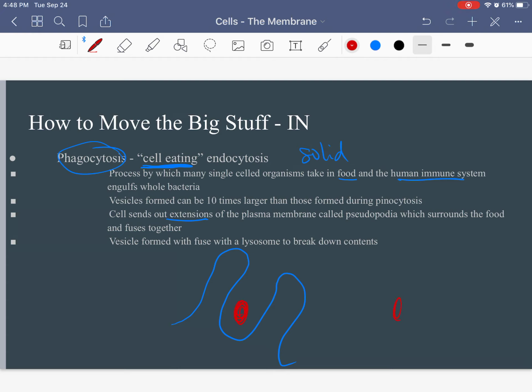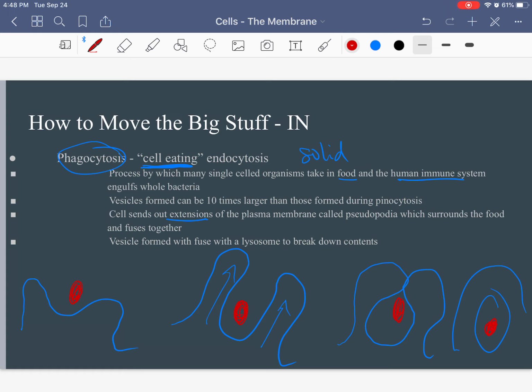And those extensions will eventually, well, let's just draw it as a process. All right, so there's something here. All right, and then we're extending our cell membrane, and then eventually what will happen is we will form a pocket, right? And then now all of a sudden we have a vesicle with that material in.